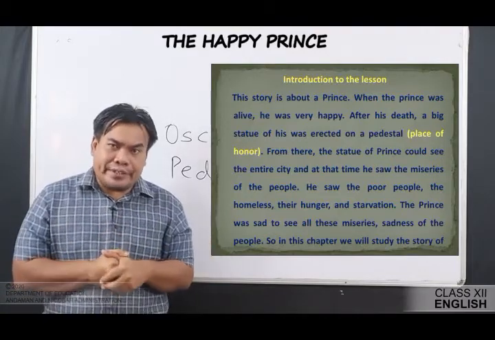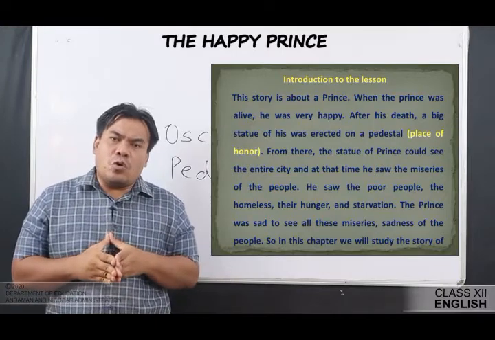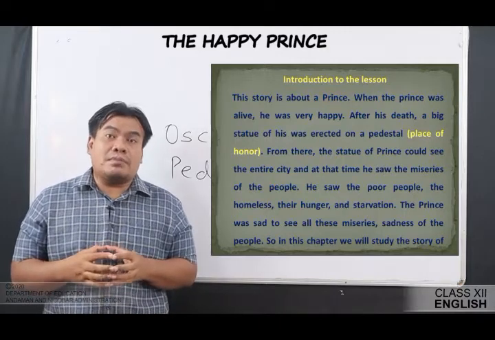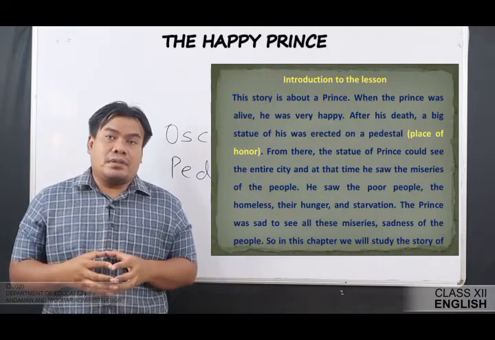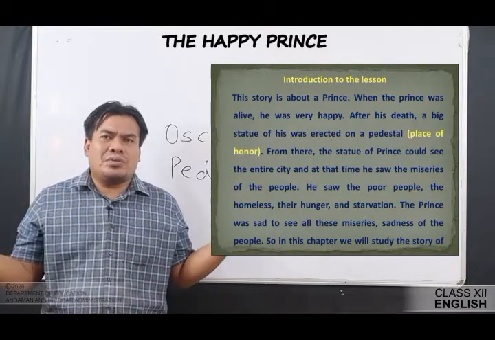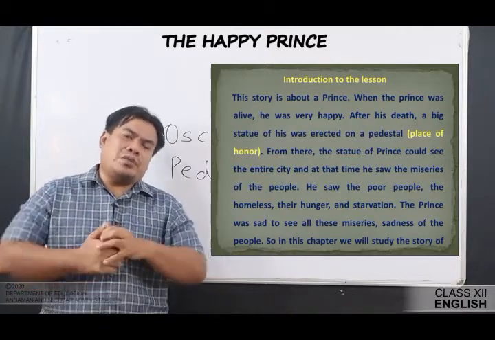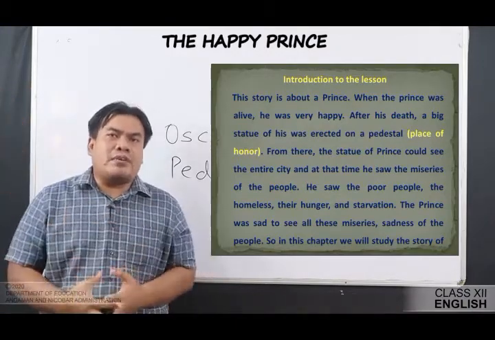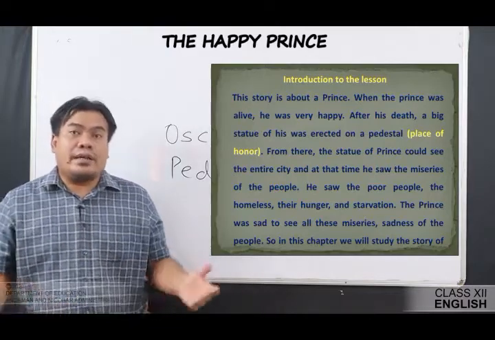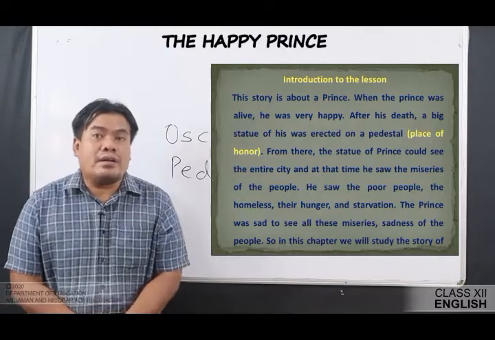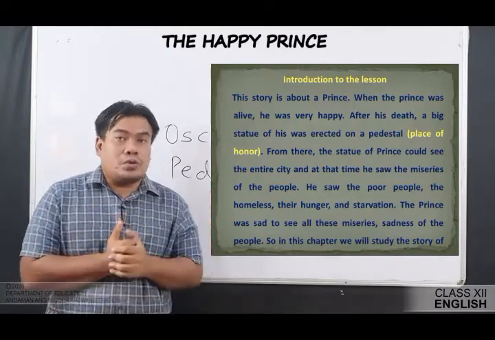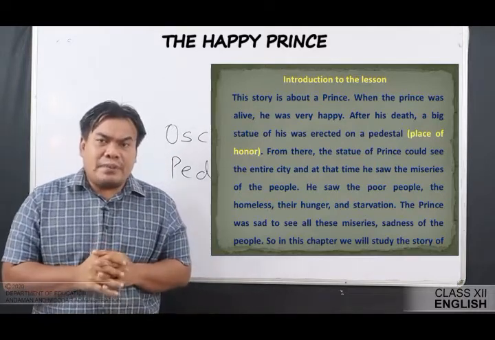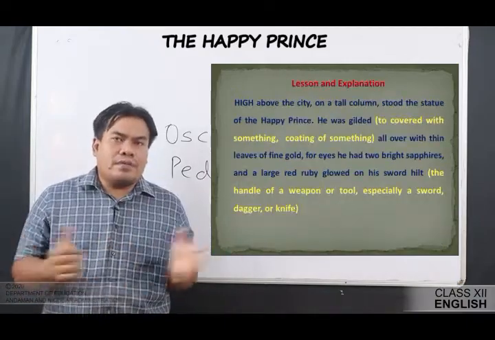He saw the poor people, the homeless, their hunger and starvation. The prince was sad to see all these miseries, the sadness of the people. Whatever was happening in some corner, he would see the people starving. You know the meaning of starving? Hungry. When people are hungry. He could see the poverty also, the poverty of those innocent people who lived in that town, in that country. So in this chapter, we will study the story of the prince.